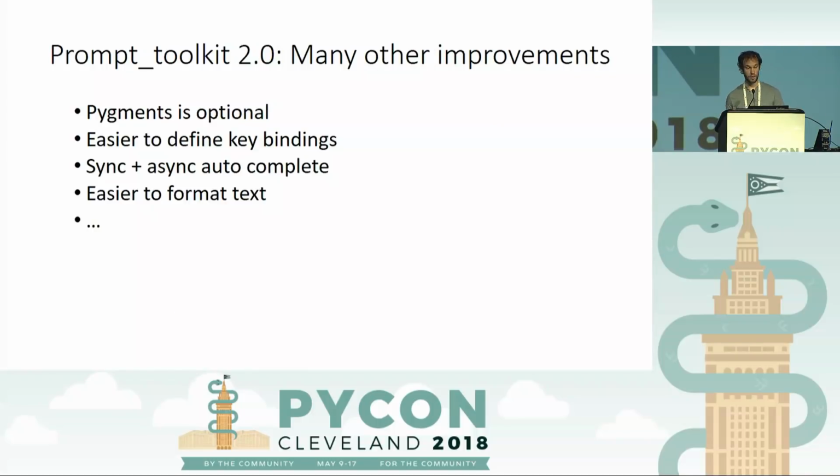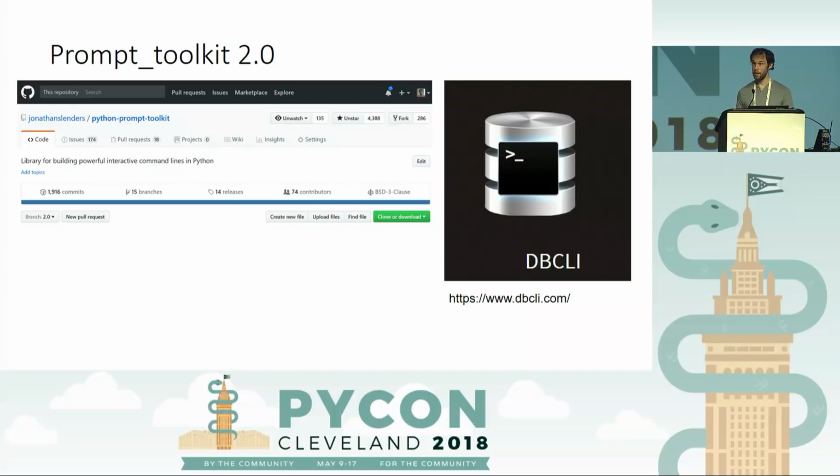There are many other improvements, like for instance, Pygments became optional. It is much easier to define custom key bindings. Everything can be used in a synchronous or asynchronous way, so you could run it on top of asyncio if you want to. It's much easier to define text formatting. As you have seen in the dialog windows, you could embed some kind of formatted text. Formatted text is a pretty central concept in Prompt Toolkit, and you can use it everywhere in a very flexible way. So if you're interested in that, check out the GitHub repository.